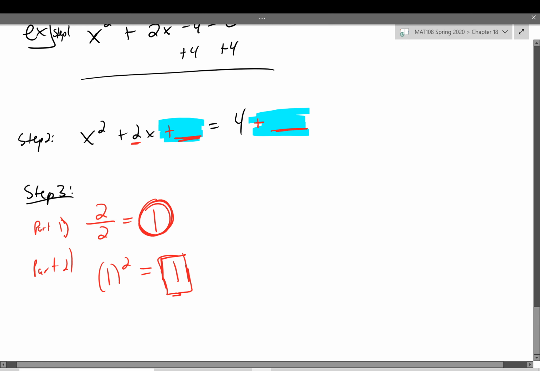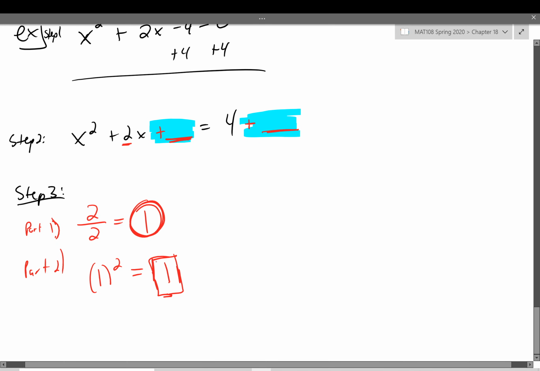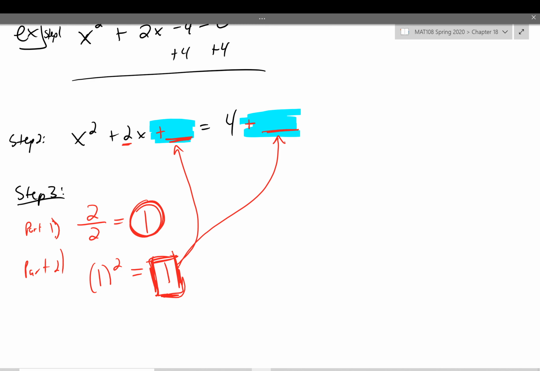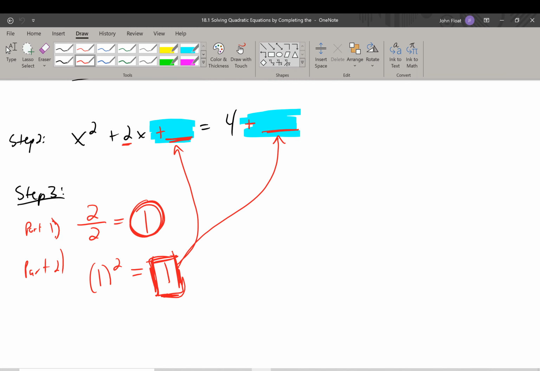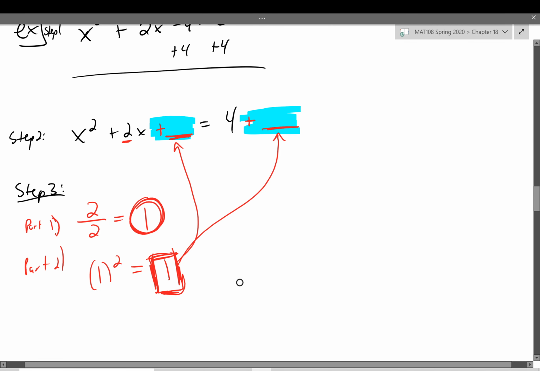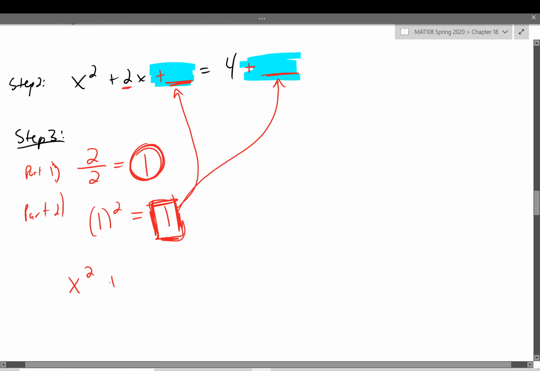Now, here's the beautiful part about this, okay? The number 1 in part 2, the squared 1, that number is going to go here and here, all right? So now hopefully you can see why I said put a plus space on the left side and a plus space on the right side, because you got to remember, whatever you add to one side of the equation, you have to add to the other side of the equation. So for step 3, I'm going to get x squared plus 2x plus 1 equals 4 plus 1. Okay?